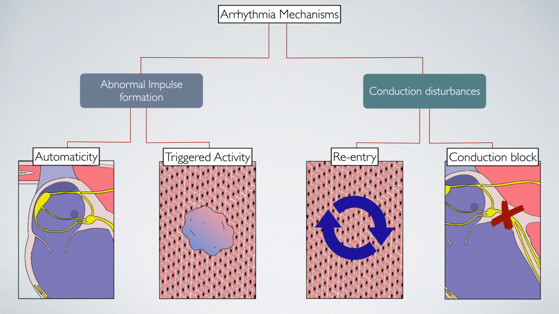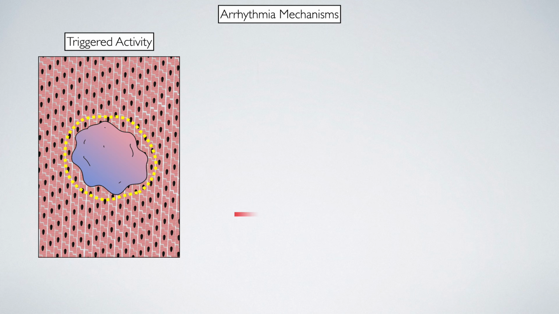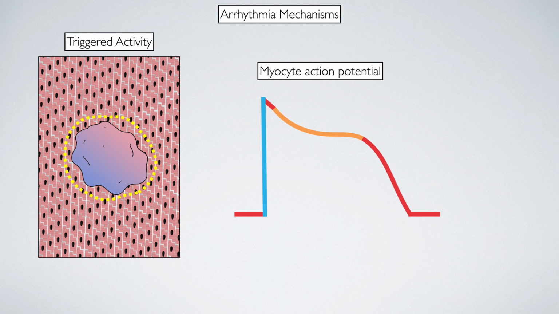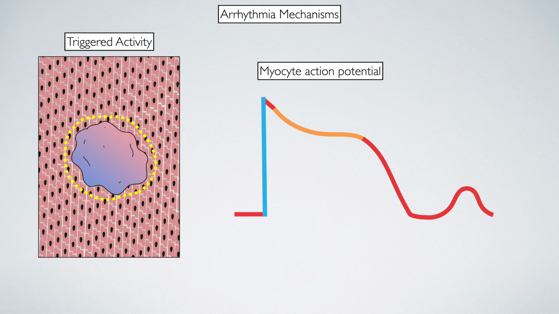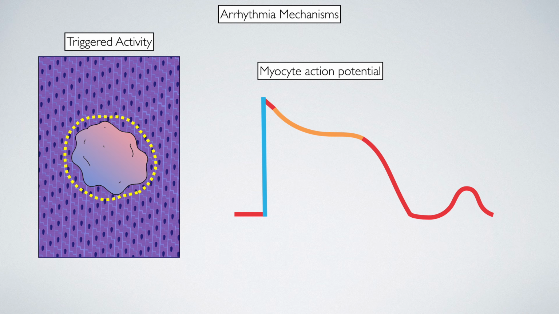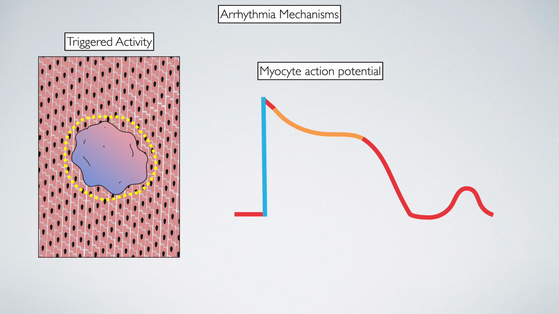Triggered activity are peaks in electrical activity that occur after a normal action potential. There are two types of triggered activity. These can occur early, known as early afterdepolarizations, or they can occur later, known as delayed afterdepolarizations. The impulses produced by these can spread to local myocytes and generate impulses that trigger an arrhythmia.